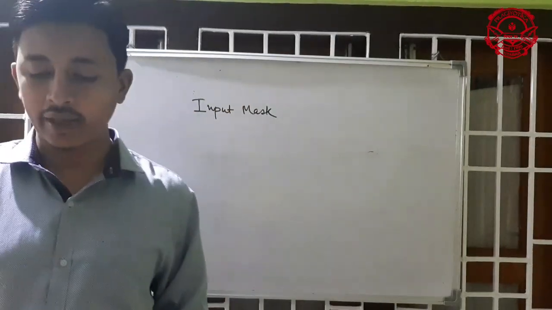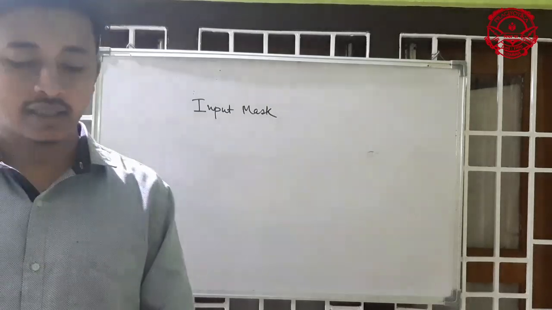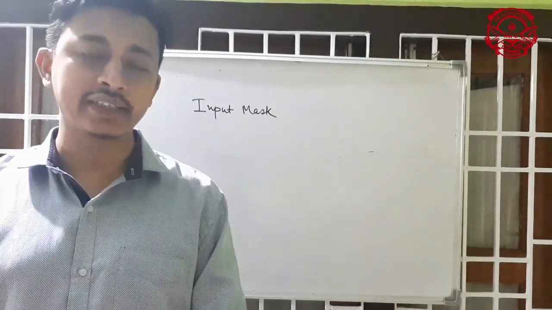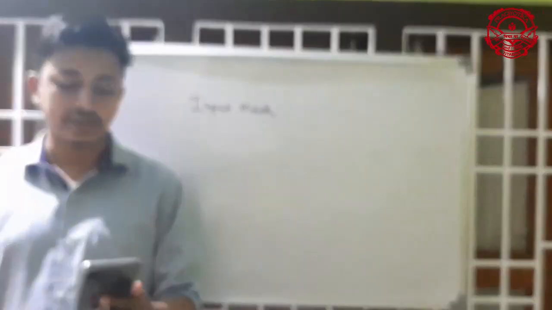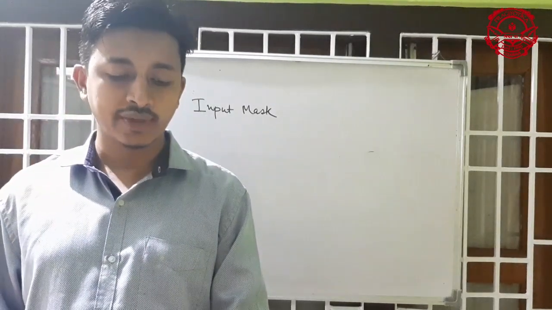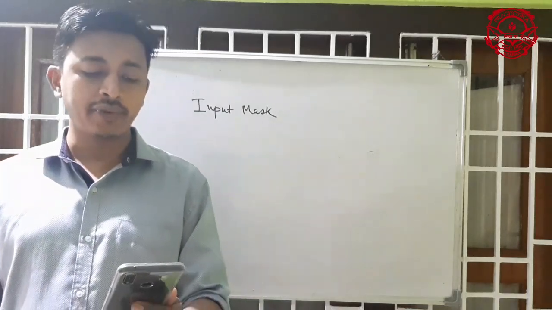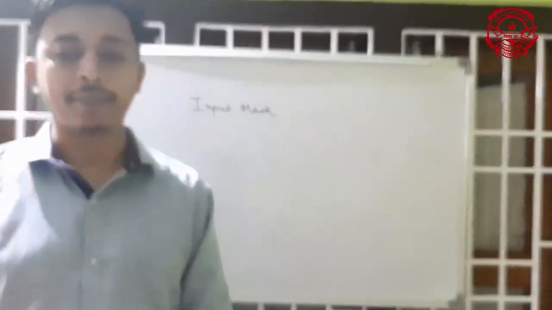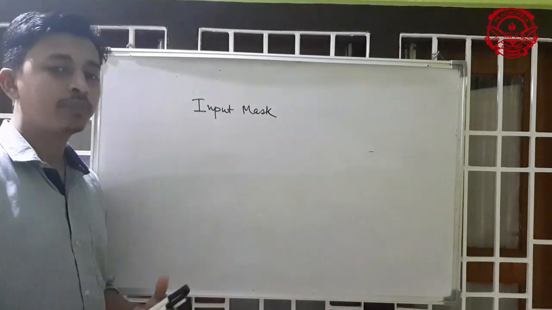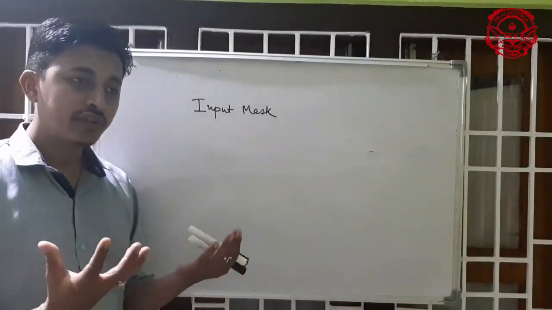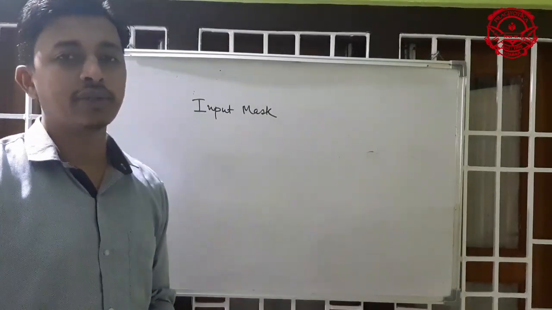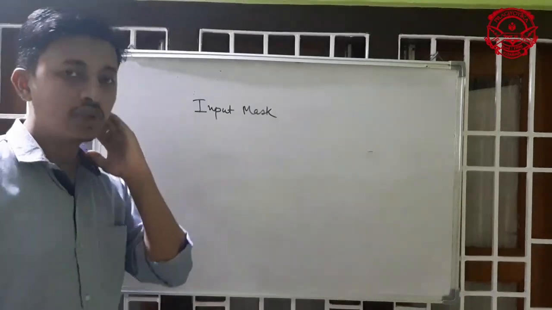For example, an input mask allows you to specify exactly how data should be entered into the database. It's an expression that specifies certain rules about how the data should be formatted as it is entered into the system. So before going to the system, you can make your own input mask. Means you can create your own design for how the data will go to the database. So input mask is used to do these things.